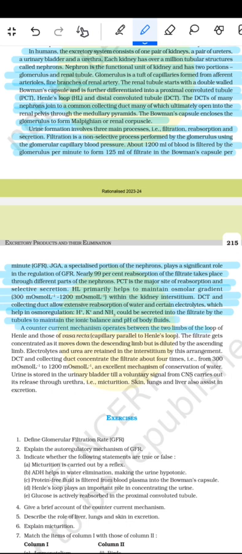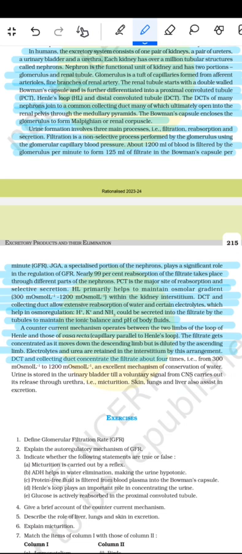A counter current mechanism operates between the two limbs of the loop of Henle and those of the vasa recta, the capillary parallel to the Henle's loop. The filtrate gets concentrated as it moves down the descending limb but is diluted by the ascending limb. Electrolytes and urea are retained in the interstitium by this arrangement.